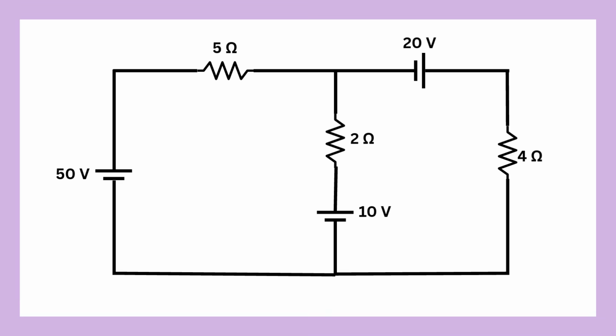First, we choose a reference node, or ground. Its voltage is taken as 0 volts. In this circuit, we'll consider this node as the ground.